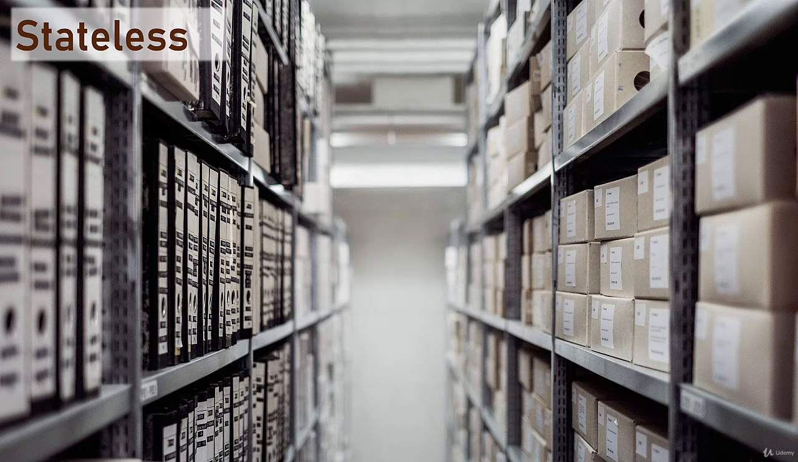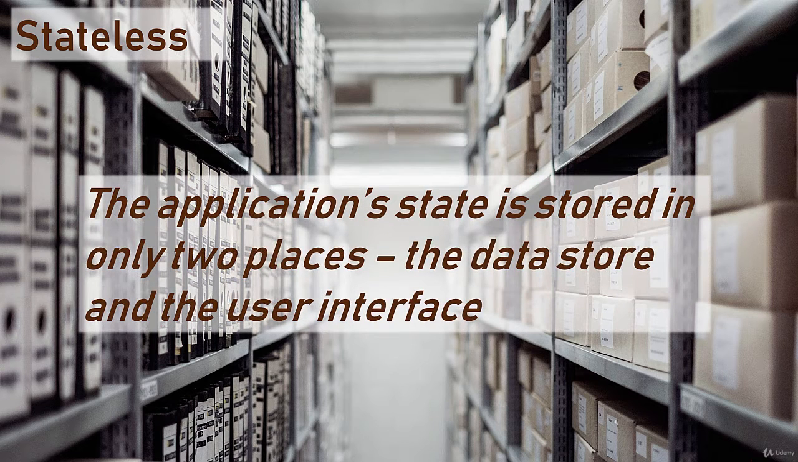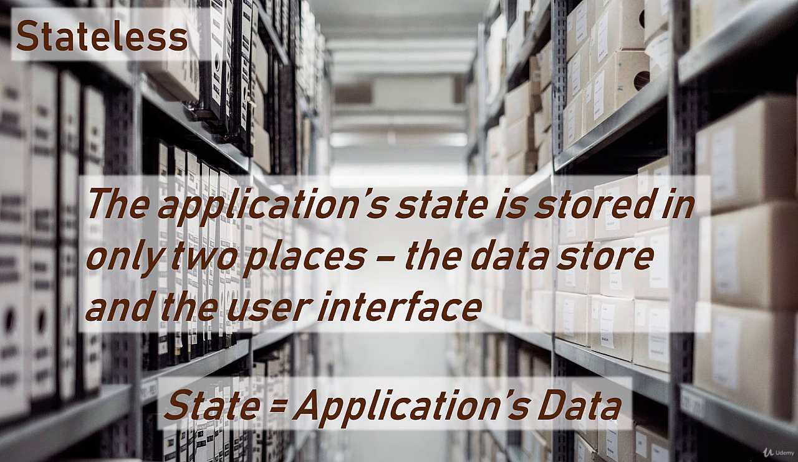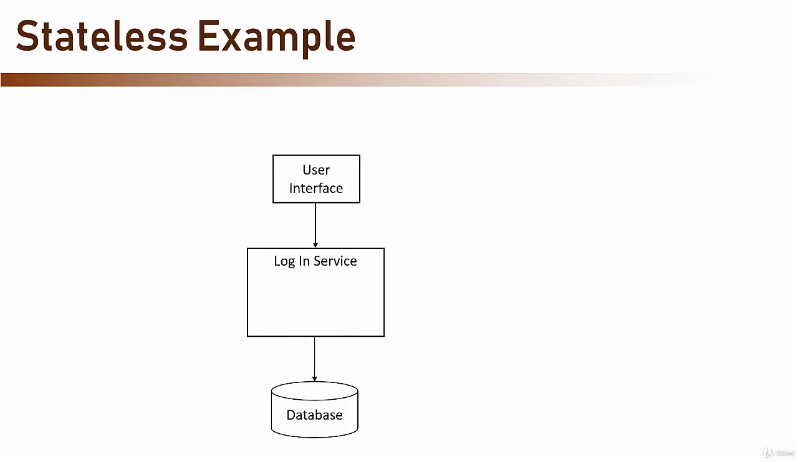In stateless architecture, the application state is stored in only two places, the data store and the user interface, if there is any. No state is stored in the application code. Now, if you are not sure what state is, you can think of it simply as the application's data, either temporary or persistent. To make it clearer, let's use an example.